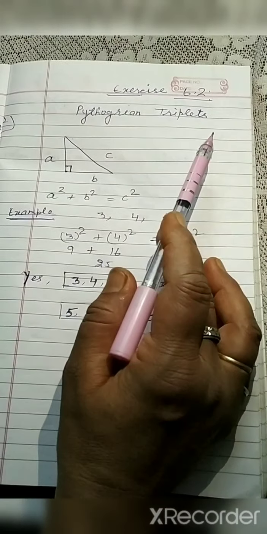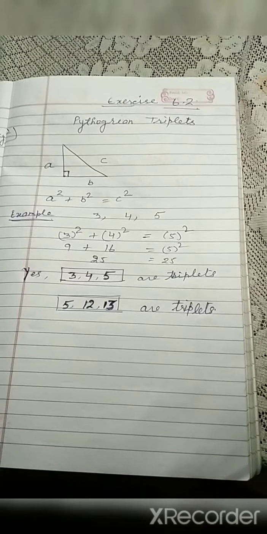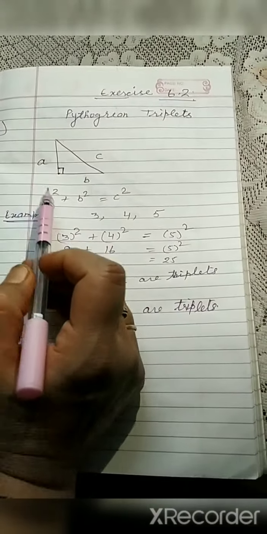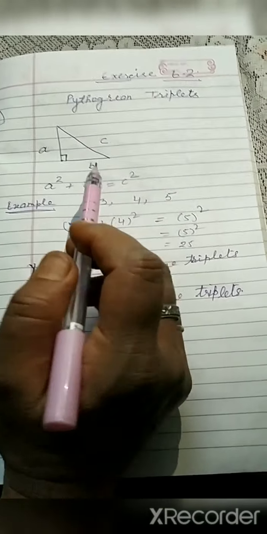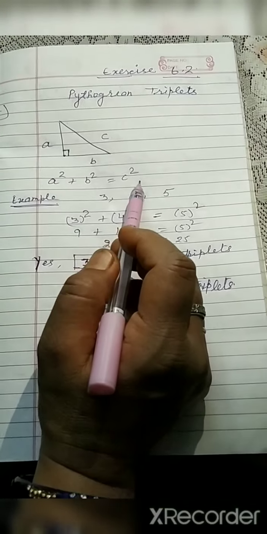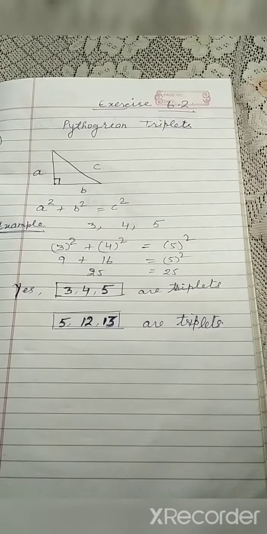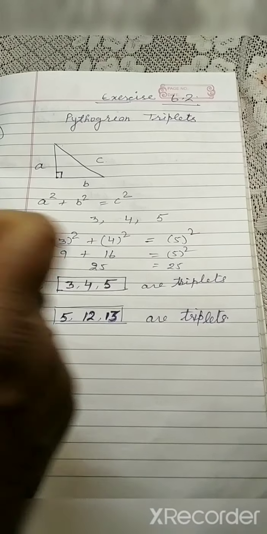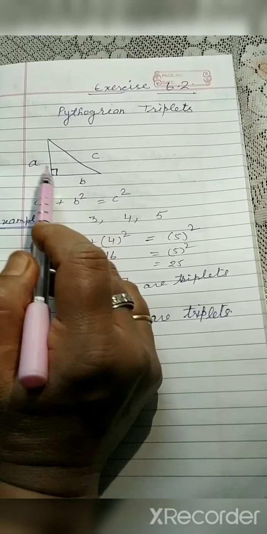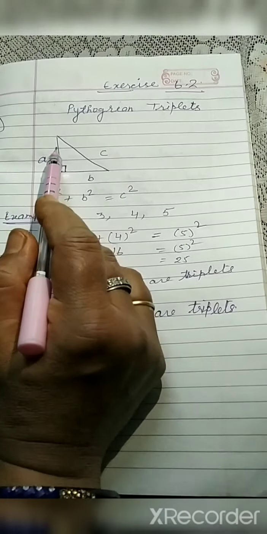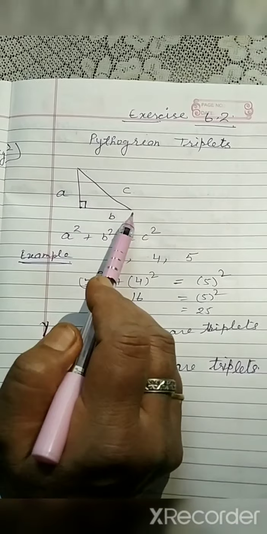Pythagorean triplets are a set of three numbers, where the first number squared plus the second number squared is the square of the third number. So directly we will move to the Pythagoras theorem. First we should know the Pythagoras theorem. In Pythagoras theorem we have one right angle triangle, and this is our base, this is the perpendicular, and this is the hypotenuse.